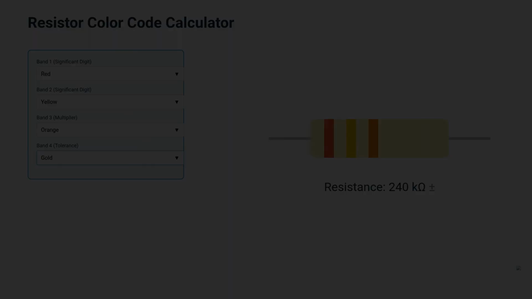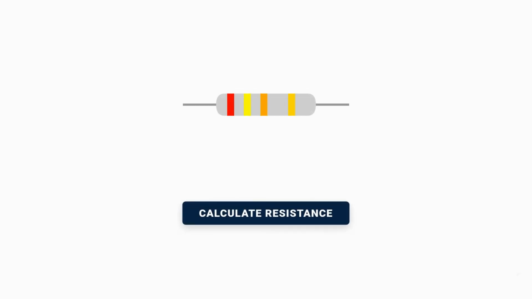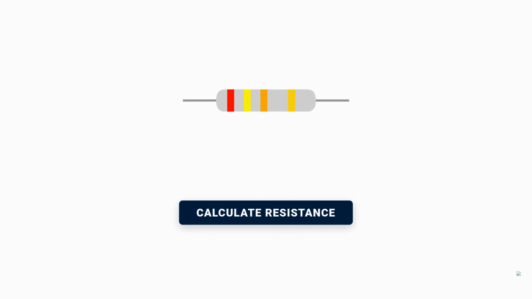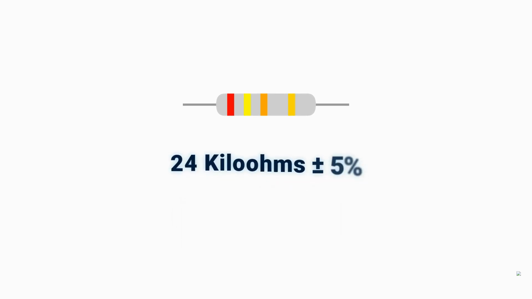I'll choose gold. After clicking Calculate Resistance, the calculator displays the total resistance value by combining the first 2 digits with the multiplier and shows the tolerance range based on the fourth band selection.